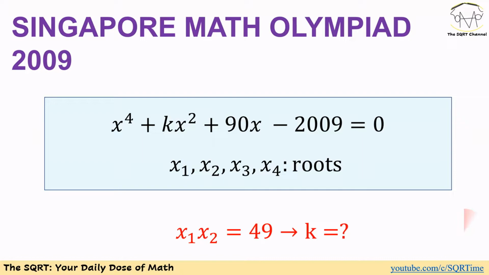In this video, we are going to talk about another problem that we got from Singapore Maths Olympiad from 2009. In this problem, we have a polynomial of degree 4, and what we are going to have here is x to the power of 4 plus k times x squared plus 90x minus 2009 is equal to 0. We know that x1, x2, x3 and x4 are roots of this polynomial equation. We also know that x1 times x2 is equal to 49 and we need to find k.